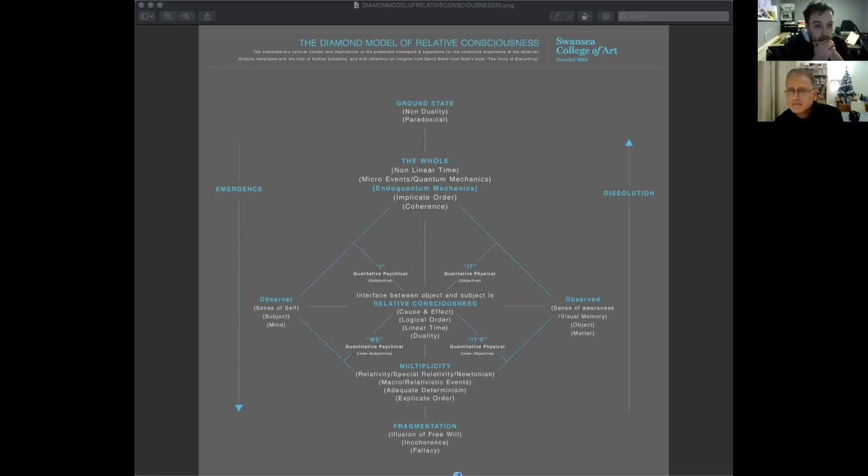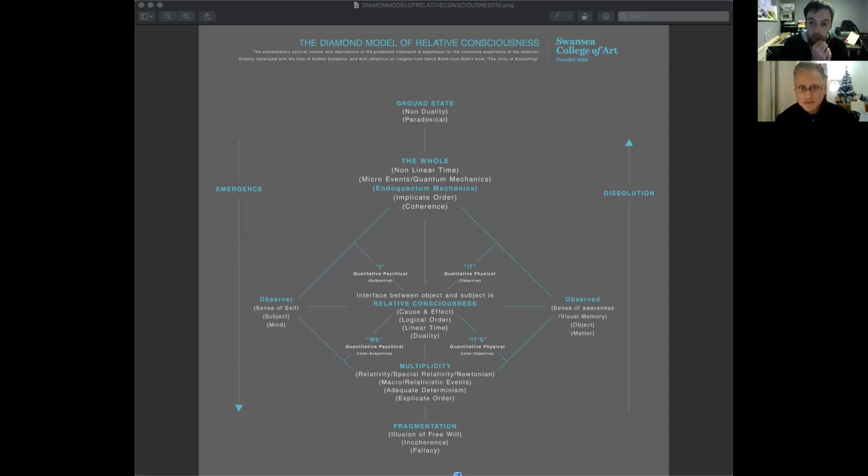Wow. Well, that kind of hashes out everything to do with the diagram, doesn't it? The ground, with the ground state. Yes, the ground. Please explain what you first described as the ground state in your diamond model.